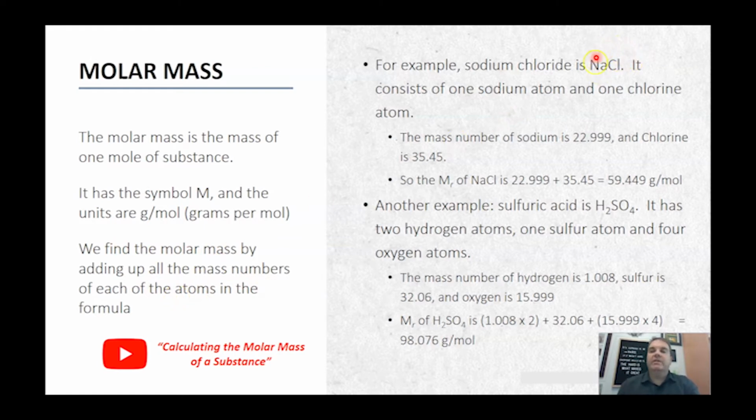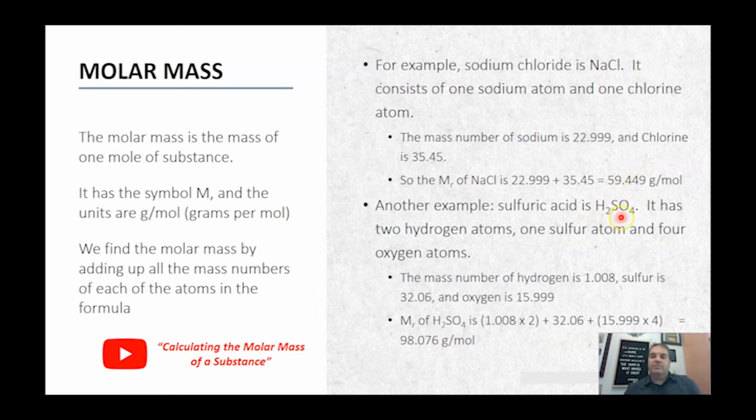So sodium chloride is NaCl. It consists of 1 sodium atom, 1 chlorine atom. So you look at the atomic masses from the periodic table, and sodium has a mass number of 22.999. Chlorine has a mass number of 35.45. So because the formula is NaCl, we add those together and we get 59.449 grams per mole. So 1 mole of sodium chloride will weigh 59.5 grams.